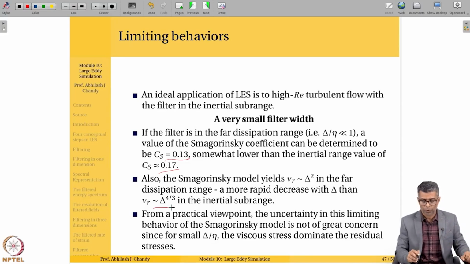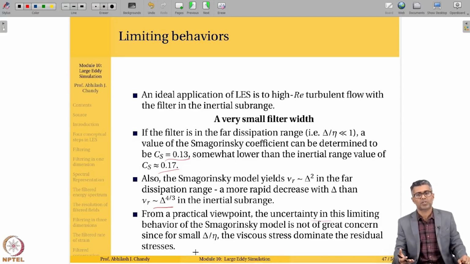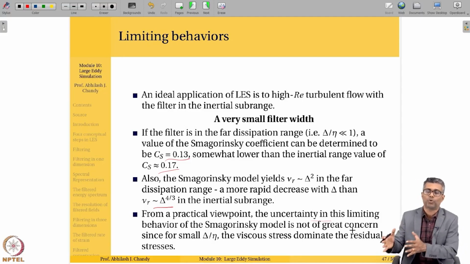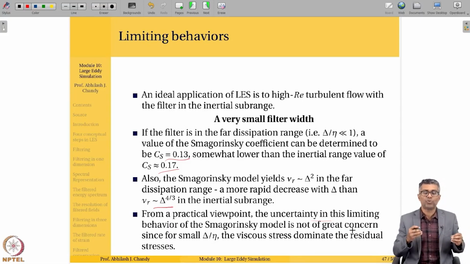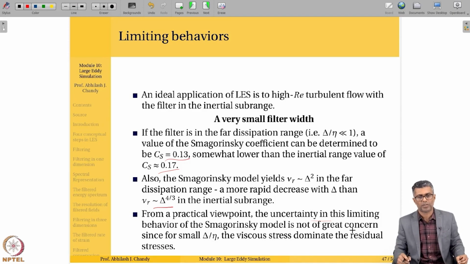From a practical viewpoint, this uncertainty in the limiting behavior is not a major concern, since for very small delta over eta, if that ratio keeps reducing, the viscous stress dominates over the residual stresses. That's it. So it's not a major problem. You just approach more and more DNS. The question though is that this is not really required, because the whole idea of using LES is to save on computational resources. If you have a small filter width, you are getting closer and closer to DNS, then you might as well do a DNS. You understand what I mean? But it is not of a major concern to us.